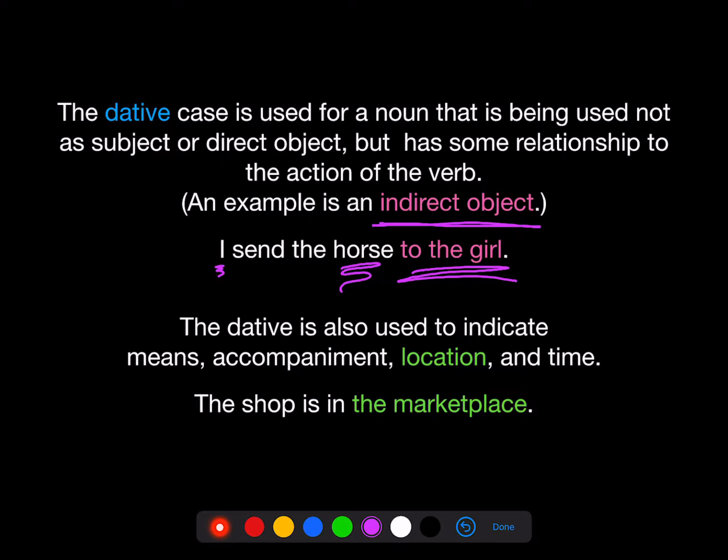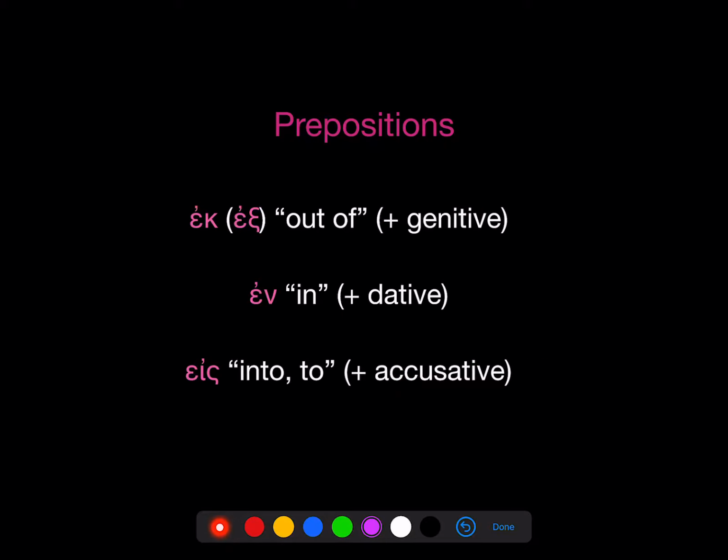We're also going to see that the dative is used to indicate means, accompaniment, location, time, a bunch of other things. So the shop is in the marketplace. Marketplace would go in the dative. So accusative for toward, genitive for away from, dative for at a place or at a time. Which brings us to prepositions. In lesson 4, we learned 3 prepositions.